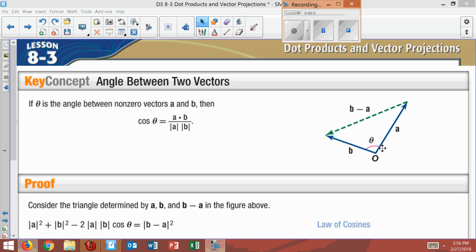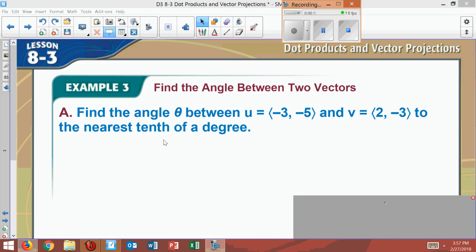If we need to find the angle between two vectors, we can do so using this formula. This comes from the law of cosines. This basically says that A dot B divided by the magnitude of A times the magnitude of B will give us our angle. If we wanted the angle by itself, a lot of times we'll have to do the inverse of this. So just keep this formula in mind. It unfortunately is not on the formula chart.